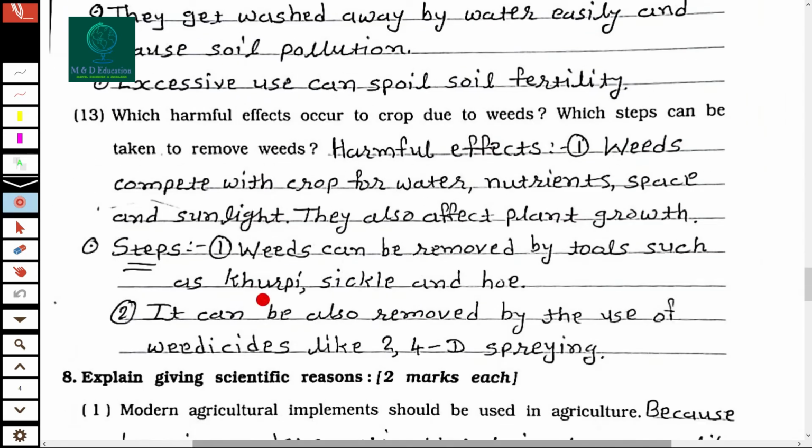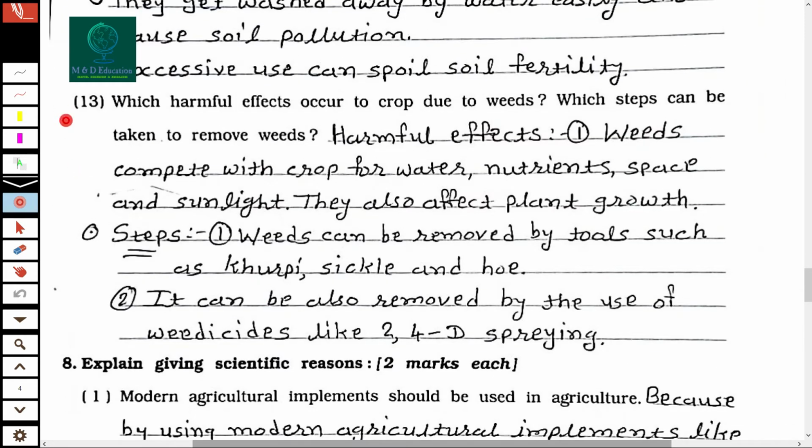Okay. Now the question number 13, which harmful effects occur to crop due to weeds and which steps can be taken to remove weeds? So now first of all, harmful effects. If we are talking about the harmful effects, so weeds compete with crop for water, nutrients, space and sunlight. They also affect plant growth.